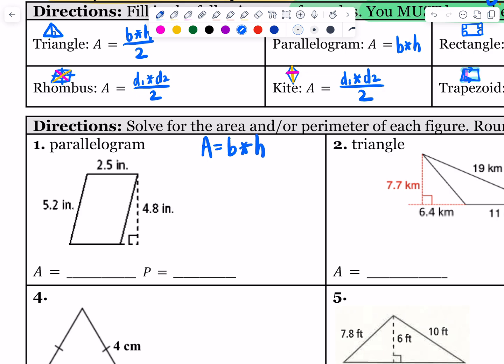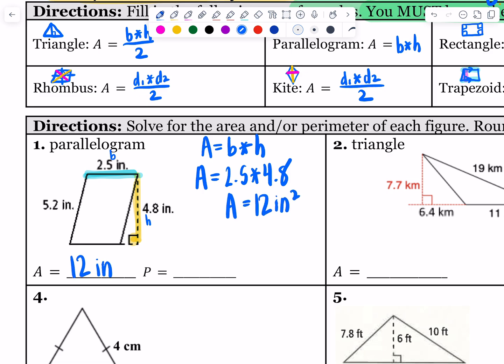Okay, so we said whenever you're finding the base and the height, we look for our right angle. So where's our right angle? Our right angle is right here. So there's my height. That is 4.8. What is the base that is perpendicular to that? Well, technically I have 4 bases in this parallelogram, but the one that is perpendicular to that height is the 2.5. So I'm going to do base times height, so I'll write a B there and an H there. That is going to be 2.5 times 4.8. We're going to type that into our calculators. You do not have to divide by 2 because this is not a triangle, this is a parallelogram. So my area is going to be 12 inches squared. So I'm going to fill that in.